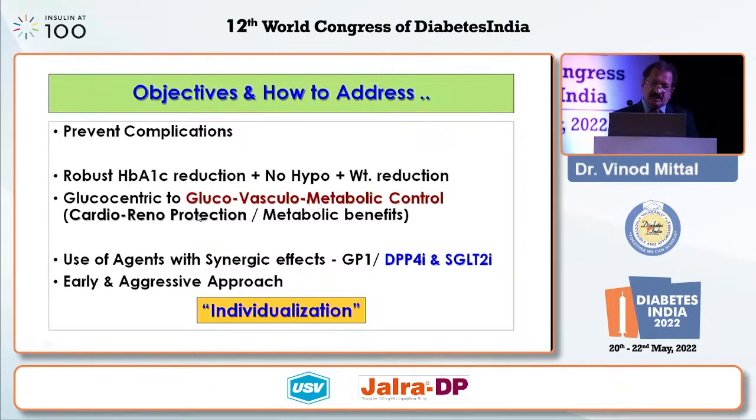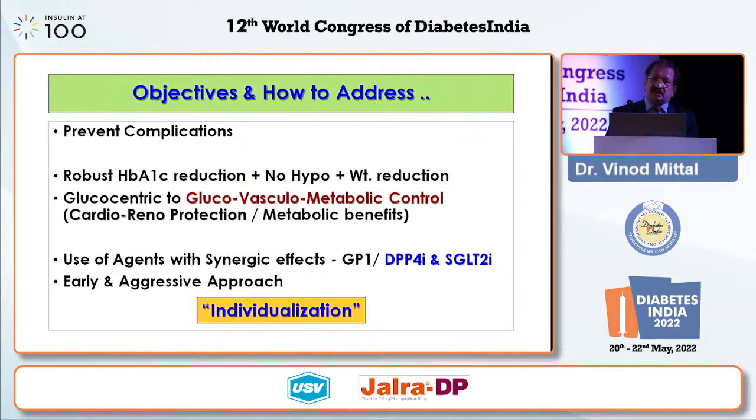So basically, there comes the role of agents which have cardio-renoprotective effects and metabolic benefits. There, SGLT2 inhibitors, GLP-1, DPP4 are the agents which are helpful. And obviously, we have to have an early and aggressive approach.